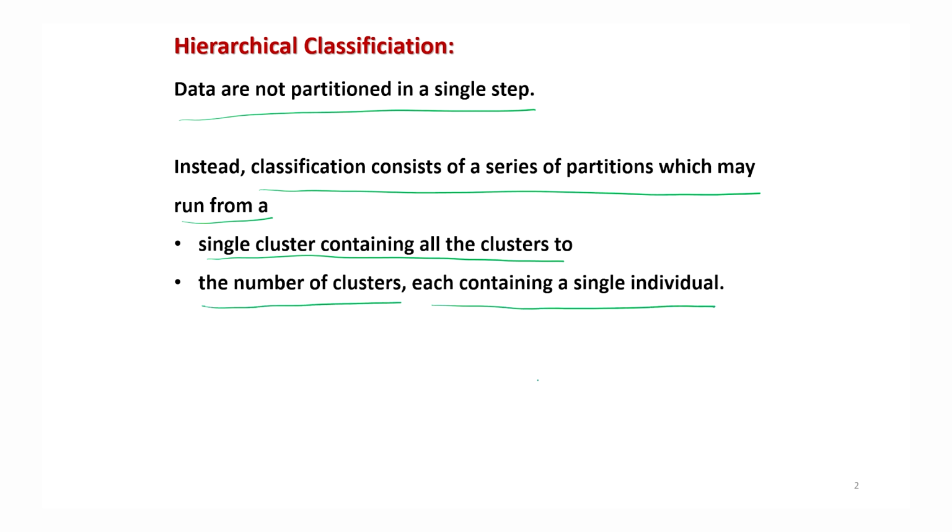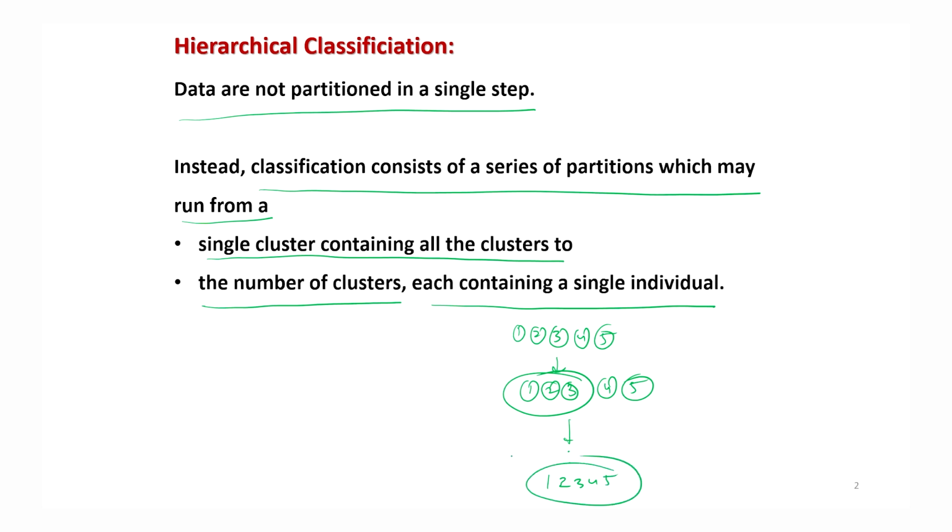Right, means if you have units number 1, 2, 3, 4, 5, in the next step suppose you make 1, 2 and 3 in one cluster, and 4 and 5 in a different cluster, and finally if you follow this, you will have one cluster of all the units 1, 2, 3, 4, 5. The second option is this: you have one cluster of 1, 2, 3, 4, 5, then you try to divide them into, suppose, 1 and 2, then 3, 4 and 5.